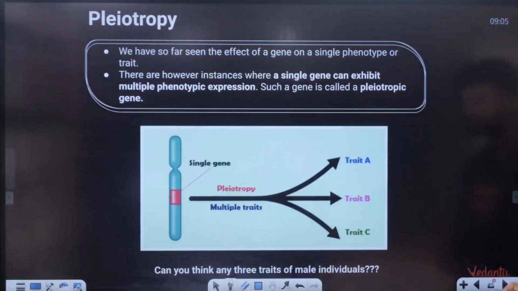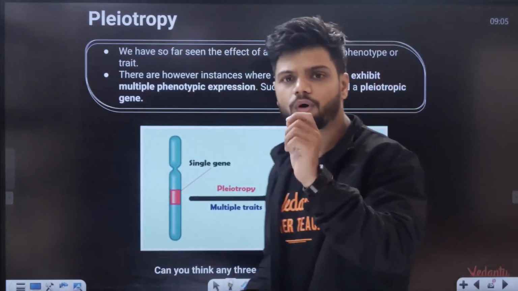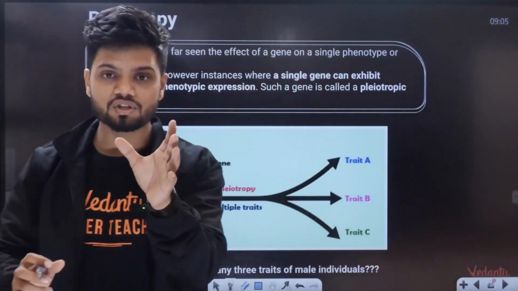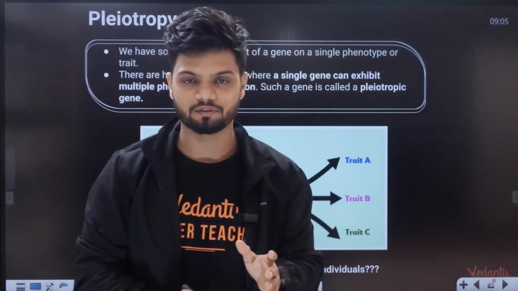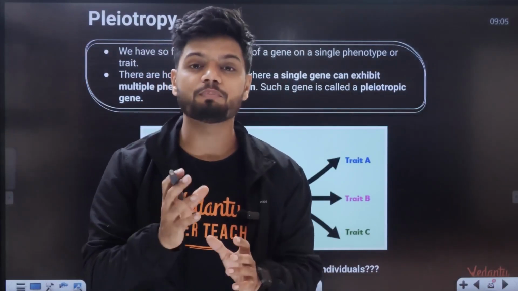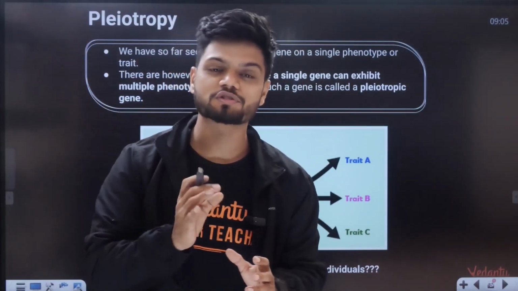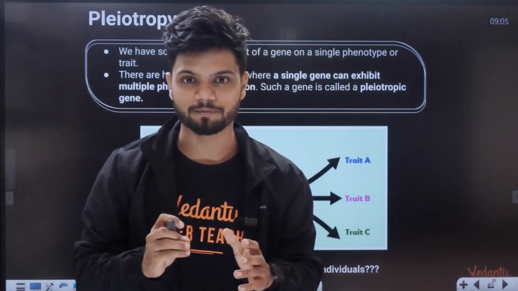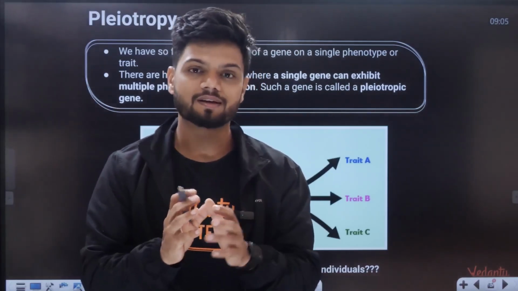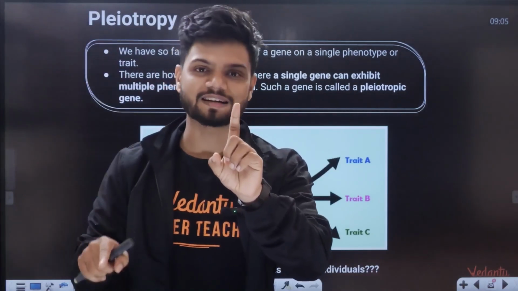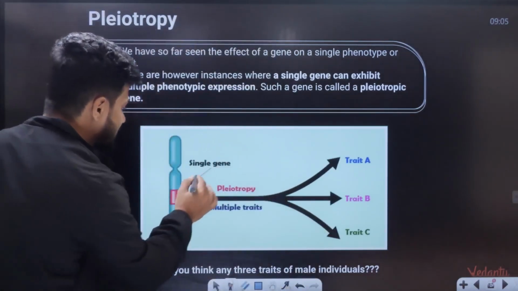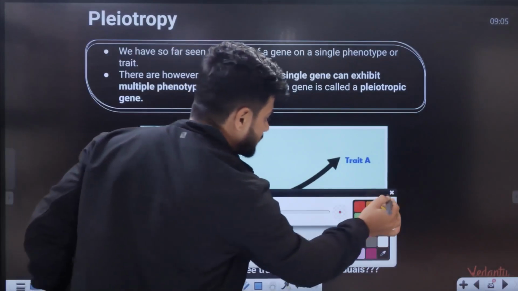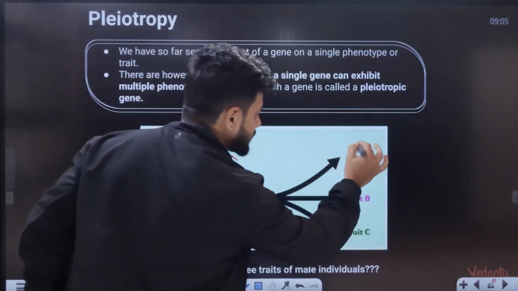Very dark. Now students, that was your polygenetic inheritance. Many genes, one effect. Now the next concept is called pleiotropy. Very important, many questions have come from here. Pleiotropy is the opposite of polygenetic. In pleiotropy, what happens is, one gene, many effects. So can you see here, students, a single gene will have multiple expressions.